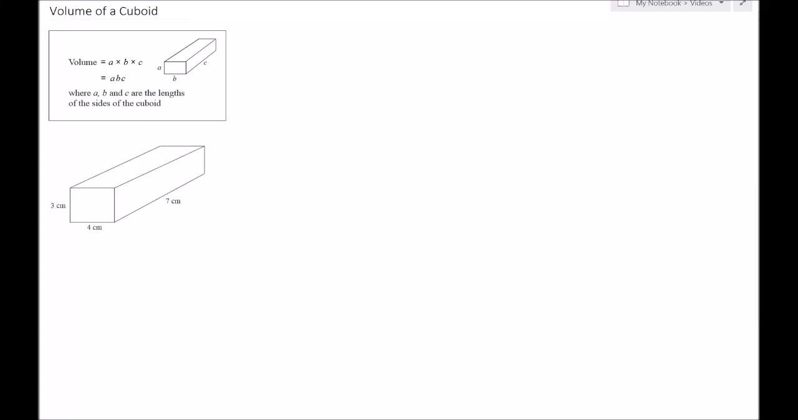In this video, we're going to have a closer look at the volume of a cuboid. You'll see that the volume of a cuboid is quite the same as the volume of a cube. Okay, so how are we going to calculate the volume of a cuboid? Well, same thing as for a cube.